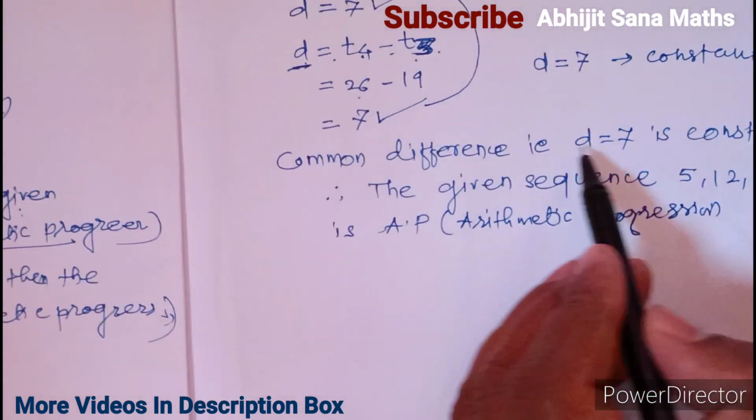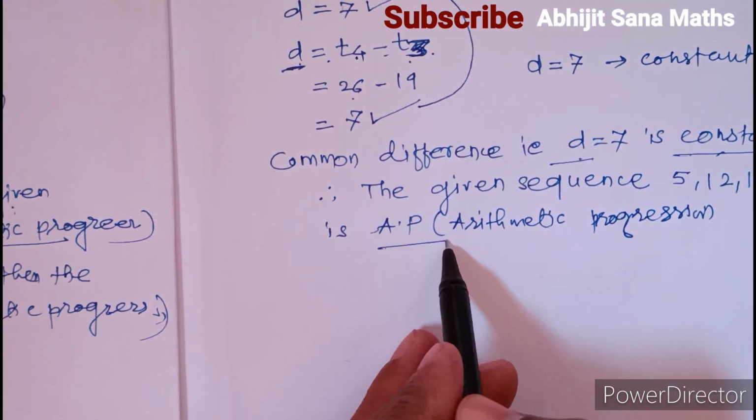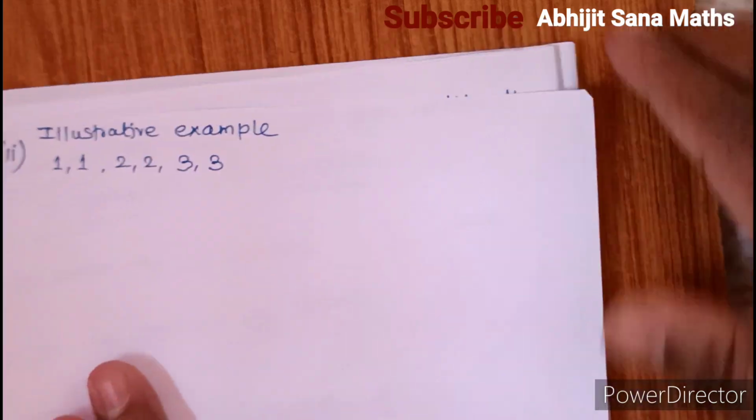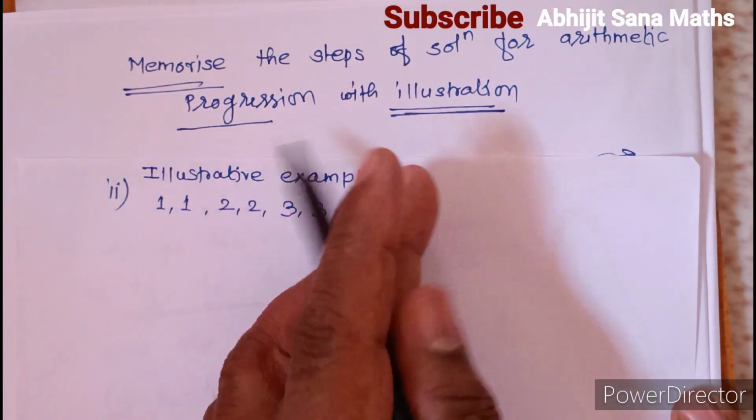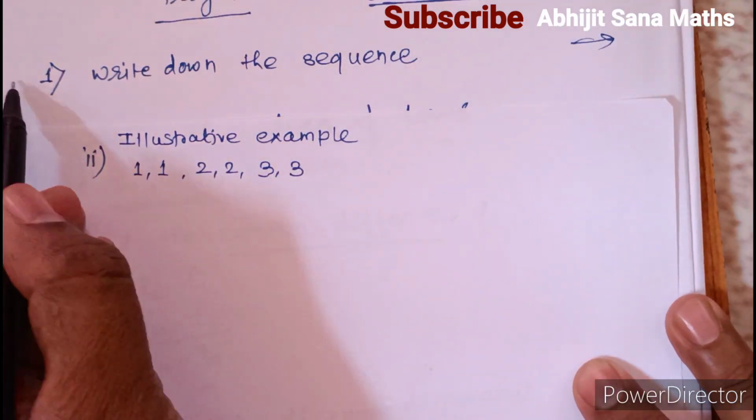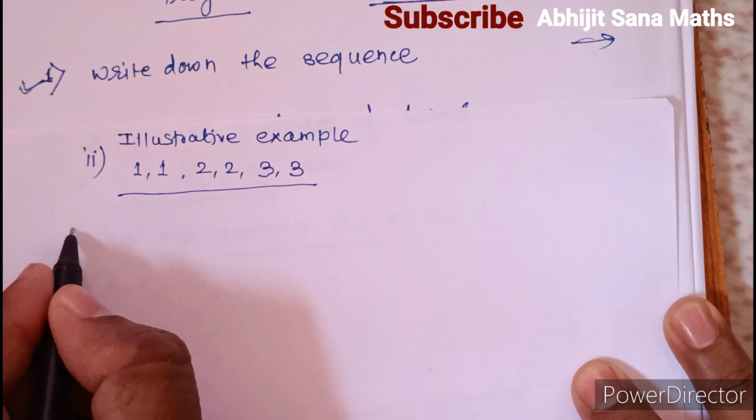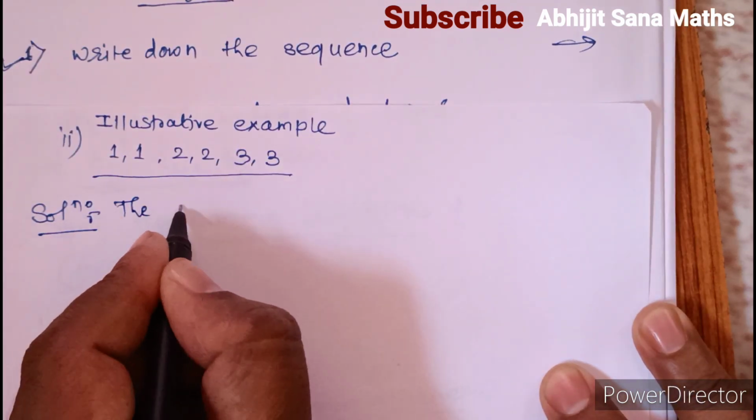And if here we found the value of D, that is constant, therefore it is arithmetic progression. Now here we are taking another example for memorizing the steps of solution of arithmetic progression. Here the first step is write down the sequence. Here the given sequence is like this, therefore in the solution part write down here the given sequence.